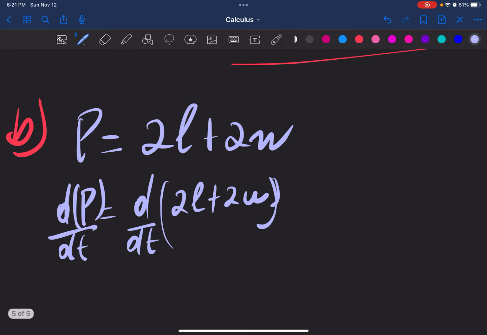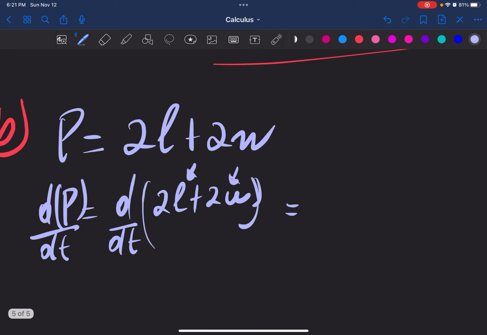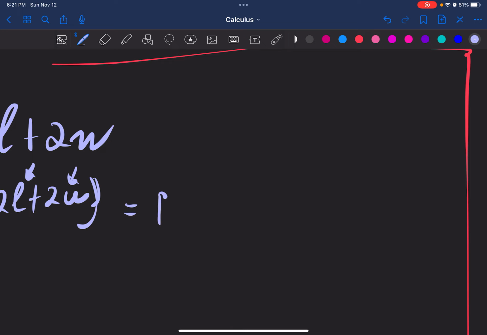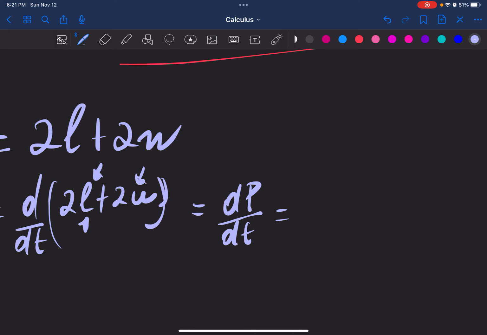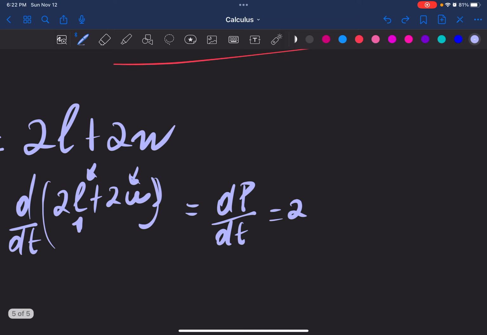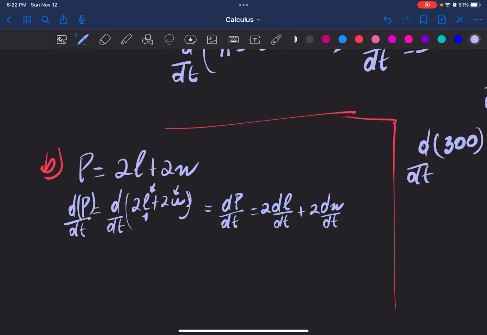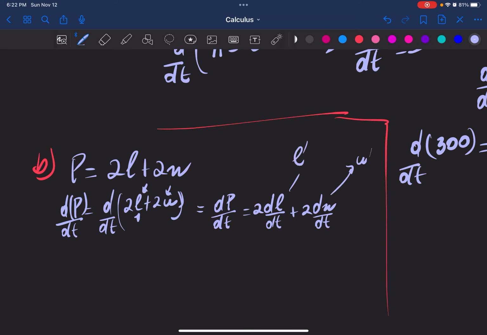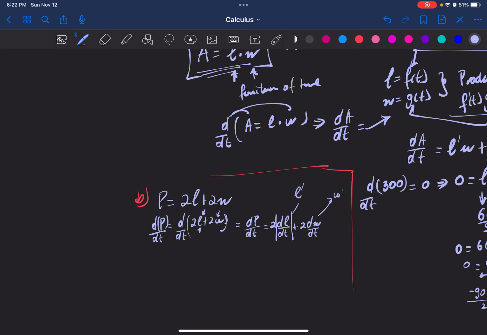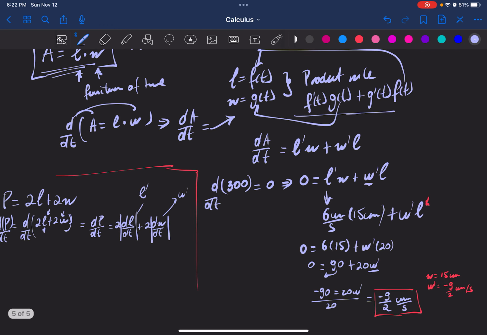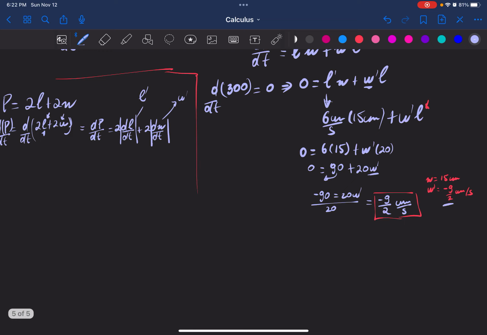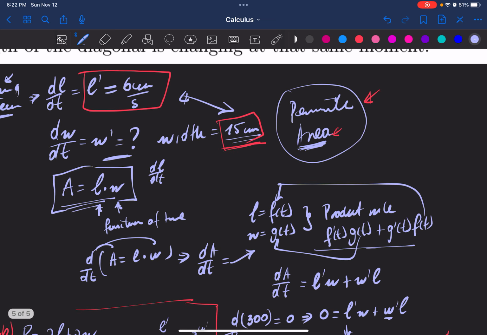Remember that w and l are functions of time. So I end up with dP over dt is equal to 2 times L prime, which is the same as, I'm going to be consistent here and put dl over dt, plus 2 times dw over dt. This is the same as L prime, and this is the same as W prime. Now I remember that I know what my dL was, and we just found what dW is. So dW was this value here, and my dL was 6.